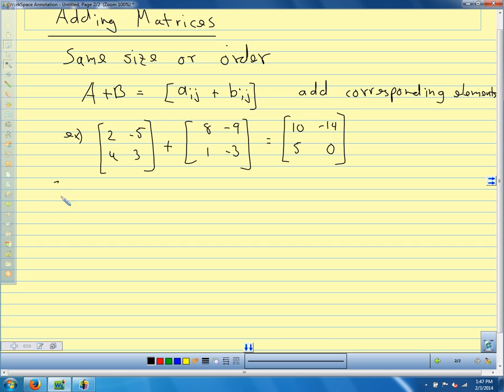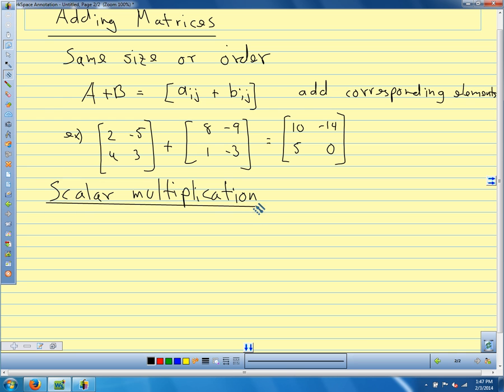Okay. Scalar multiplication. When we were talking about vectors, what did we mean when we said we had a scalar? What are we talking about with a scalar? Just a number. A scalar is a real number.